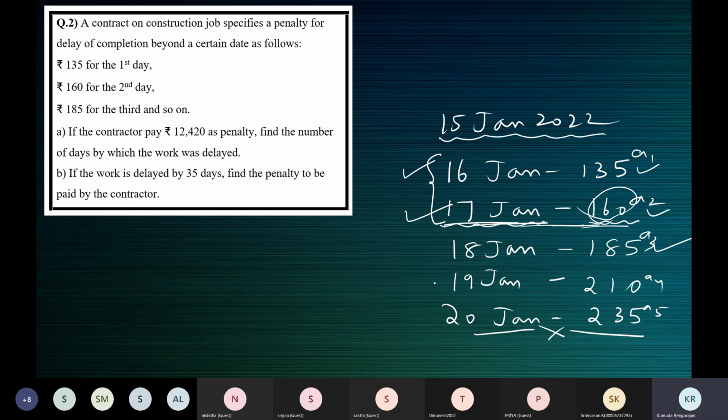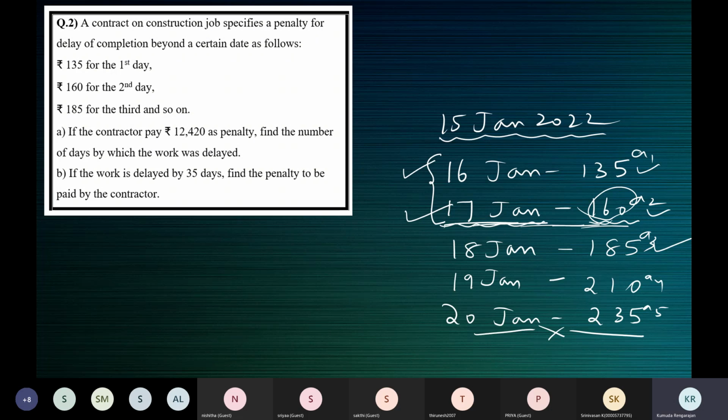All right, children. Now let me read the question again. A contract on construction job specifies a penalty for delay of completion beyond a certain date as follows: rupees 135 for the first day, rupees 160 for the second day, rupees 185 for the third day, and so on. If the contractor pays rupees 12,420 as penalty, find the number of days by which the work was delayed. The other question is, if the work was delayed by 35 days, find the penalty to be paid by the contractor.